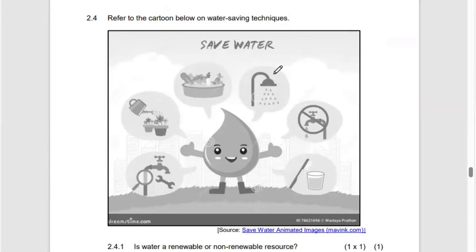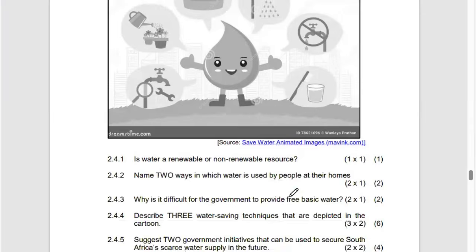I think you can see the different techniques that are highlighted there that can help in saving water. The water conservation techniques that can be put in place, for example, that you are seeing here, we are looking at fixing leakages, and also we are looking at watering our plants using conservative methods and also using sustainable methods and all those ones. Right, let's go to our questions.